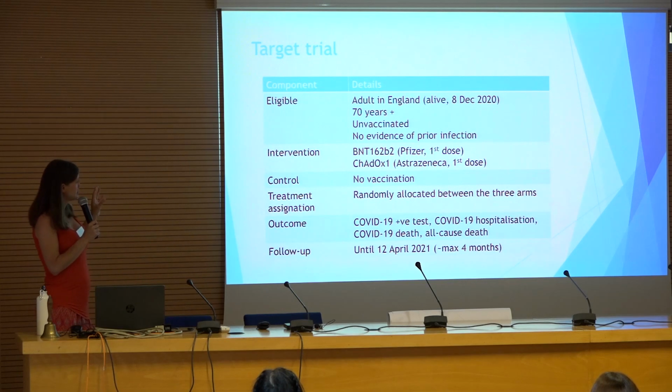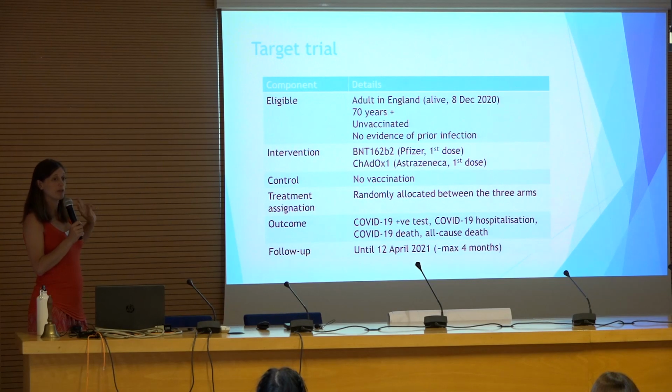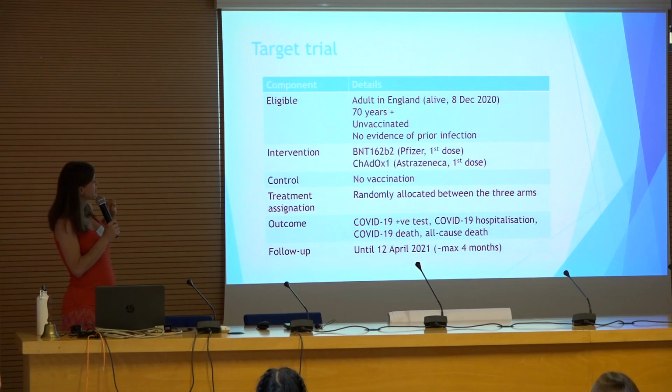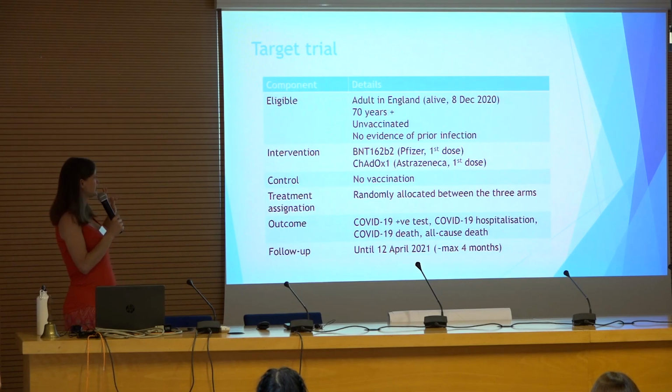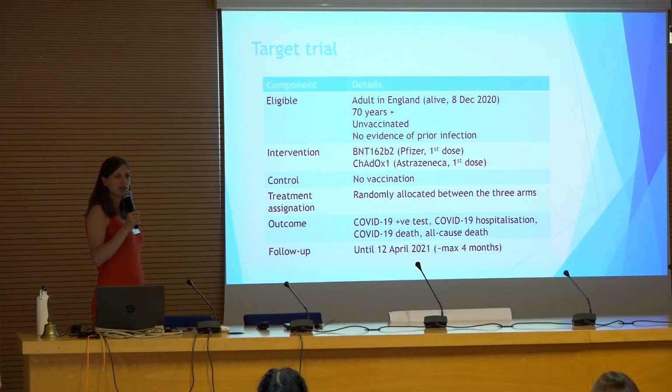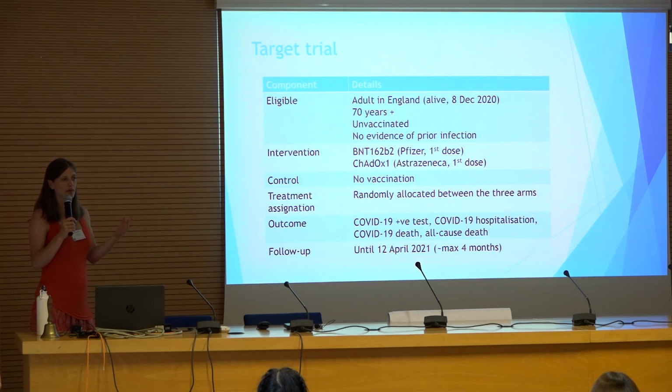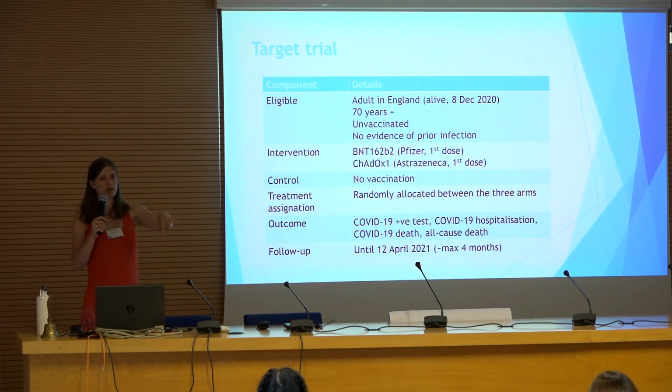My 2 interventions, so I'm going to be thinking about a 3-arm trial. My 2 interventions are going to be a first dose of the Pfizer vaccine and a first dose of the AstraZeneca. And the control arm is going to be no vaccination. And in my pretend trial, I'm just going to randomly allocate patients with equal probability between those 3 arms.